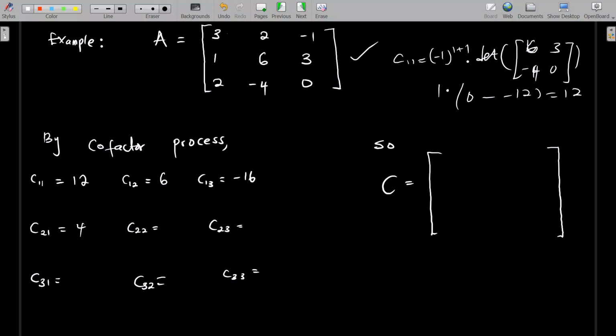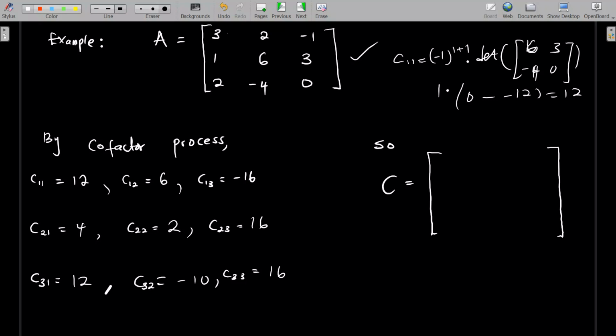C21 to be 4, C22 to be 2, C23 to be 16, C31 should be 12, C32 should be -10, and then this one is 16. Alright, so you have them like that. Let me put a comma in them. So you have all these.